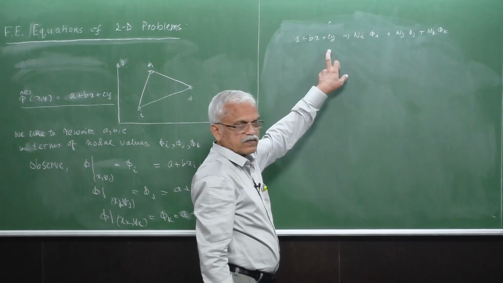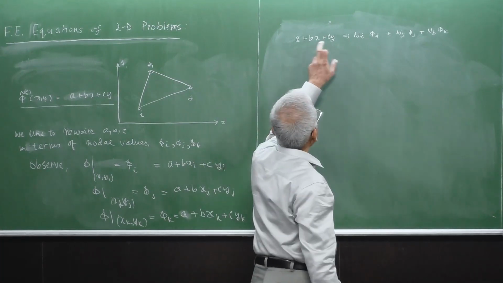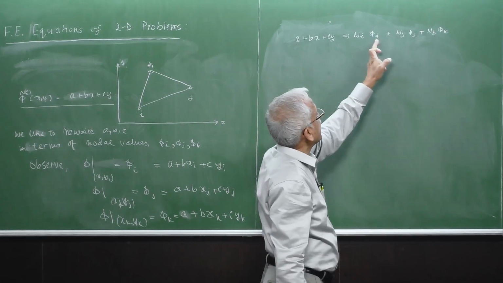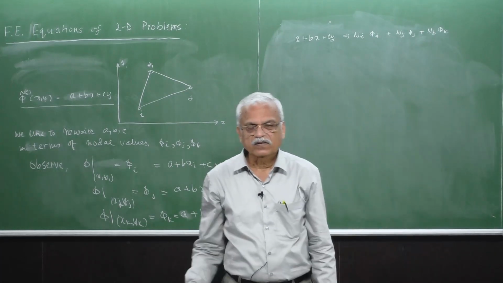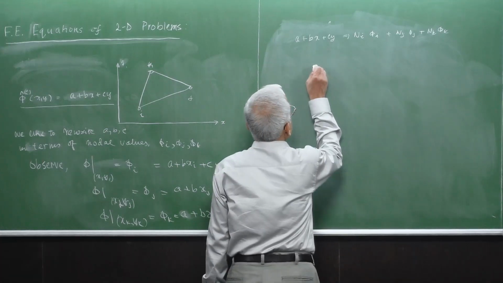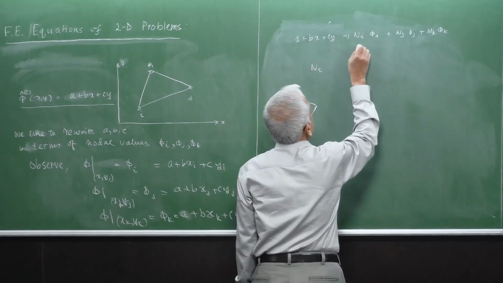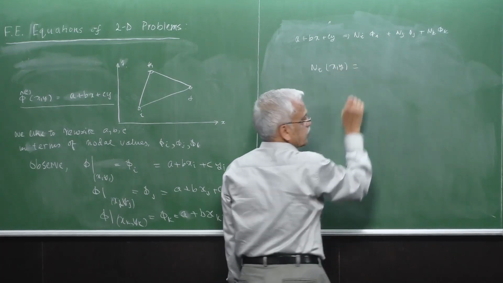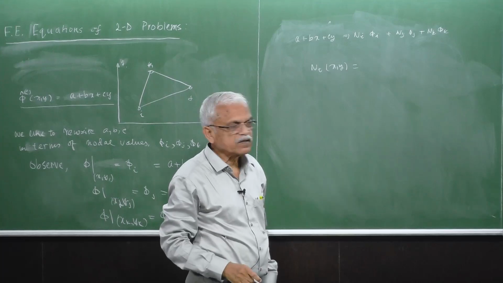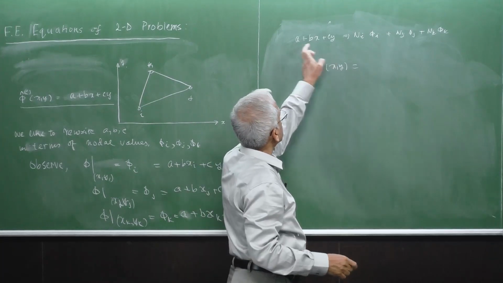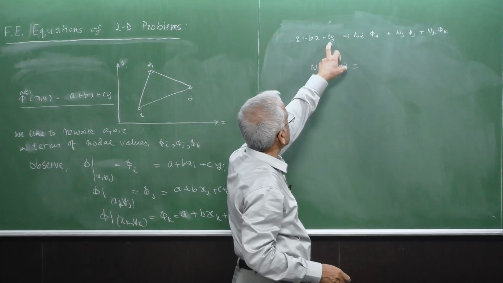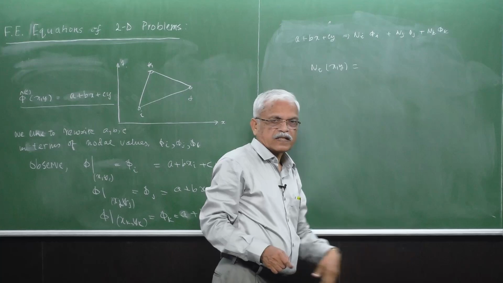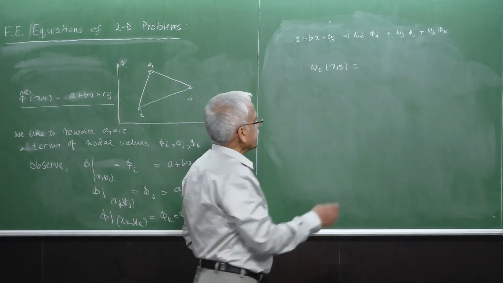So on this side you have a linear function, and then these are the functions ni, nj and nk, and phi i, phi j, phi k are constants. So what do you think of this ni? Ni is a function of x and y, right? So what kind of function will it be? If this is a linear function with three terms, 1, x, y, then ni also has to be a similar function.